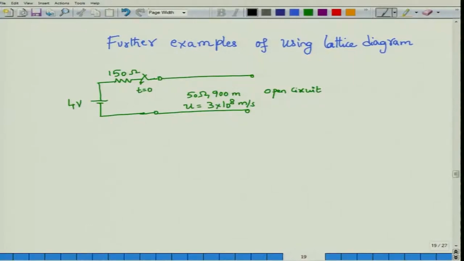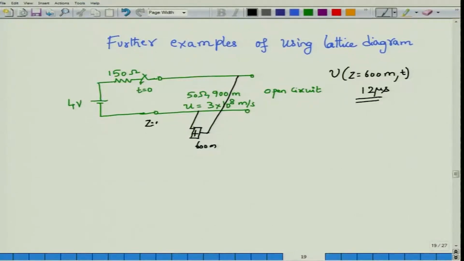So what we want to know is the voltage at z equal to 600 meters. That is, we will imagine that we are keeping an oscilloscope here. This oscilloscope will be kept at 600 meters, which is about two-thirds from the source side. We want to find out what voltage we would observe on the scope for, let's say, up to 12 microseconds. So up to 12 microseconds we want to know the voltage measured at this point on the transmission line, which is 600 meters from the source.